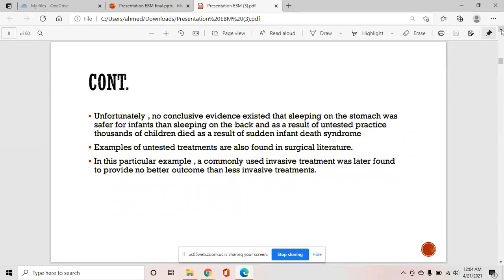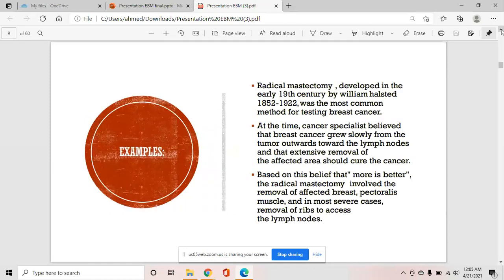Unfortunately, no conclusive evidence existed that sleeping on the stomach was safer for infants than sleeping on the back, and as a result of untested practice, thousands of children died of sudden infant death syndrome. Examples of untested treatments are also found in surgical literature. In this particular example, a commonly used invasive treatment was later found to provide no better outcome than less invasive treatments. For example, radical mastectomy.